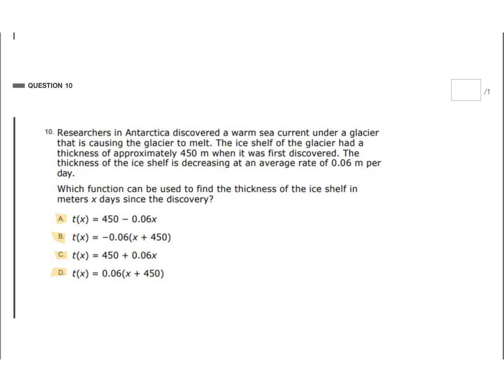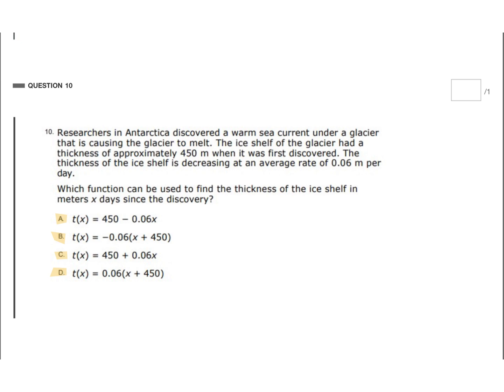So researchers in Antarctica discovered a warm sea current under a glacier that is causing the glacier to melt. The ice shelf of the glacier had a thickness of approximately 450 meters when it was first discovered. The thickness of the ice shelf is decreasing at an average rate of 0.06 meters per day. What function can be used to find the thickness of the ice shelf in meters X since the days of discovery? Okay, that's a lot. And that's a lot of information we didn't really need.